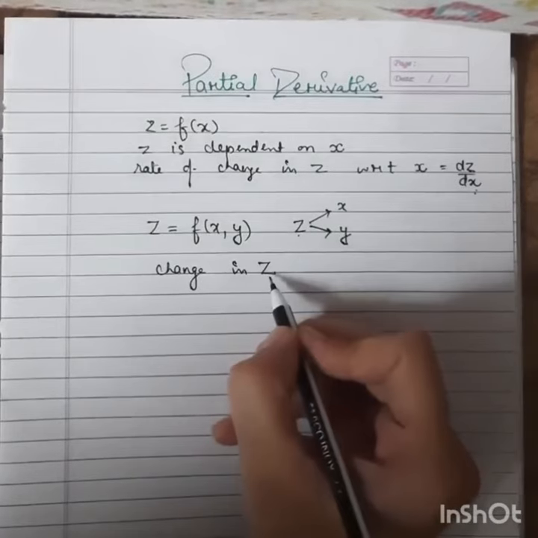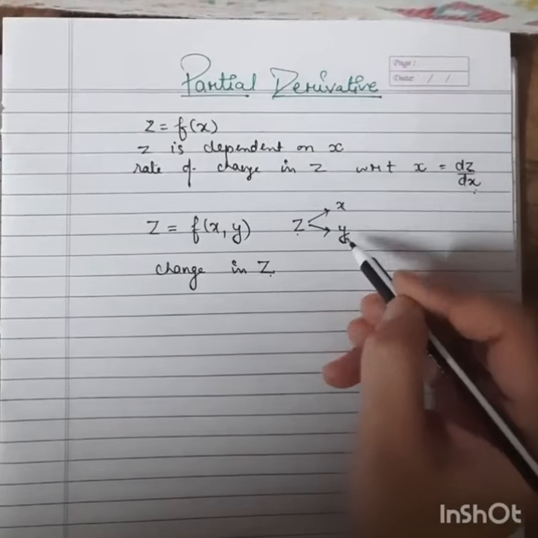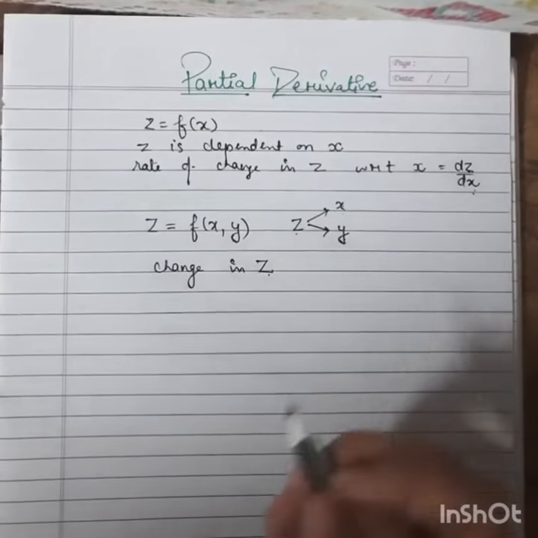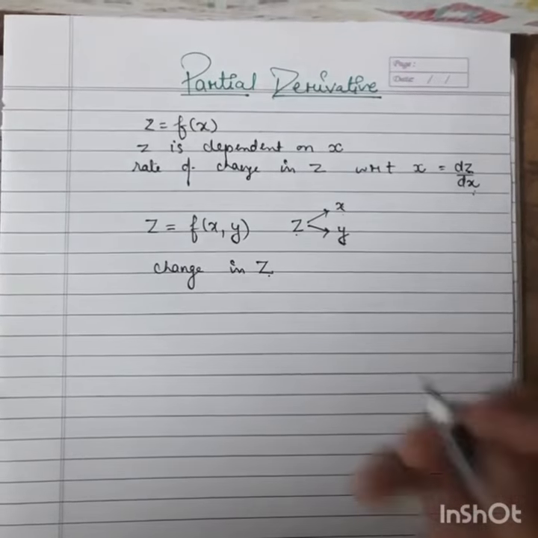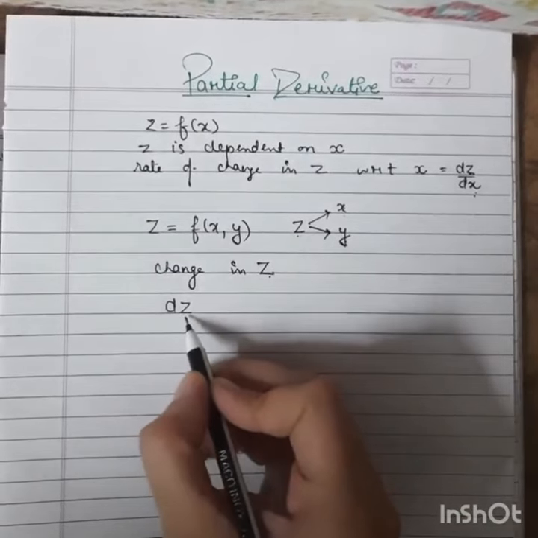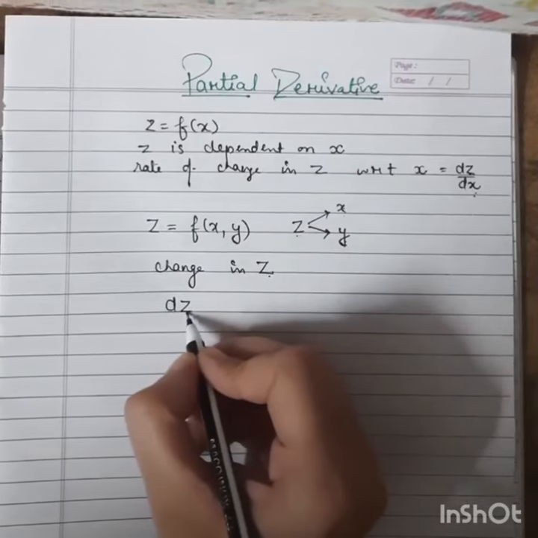अगर हमें z में चेंज को कैलकुलेट करना है, अब जो z है x और y दोनों पे डिपेंड कर रहा है, तो दोनों के चेंज होने से z की वैल्यू में चेंज आएगा, which will be represented by dz. dz क्या रिप्रेजेंट कर रहा है, here dz is representing total change in z.